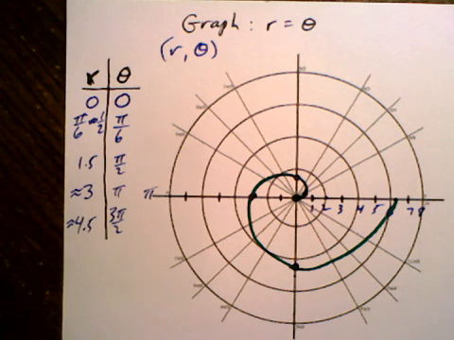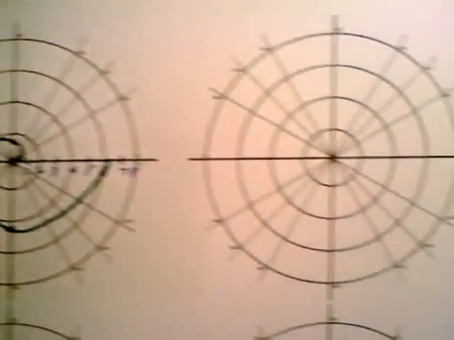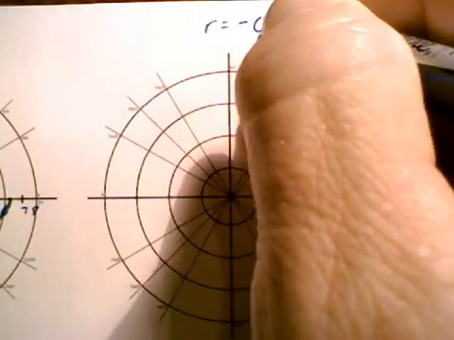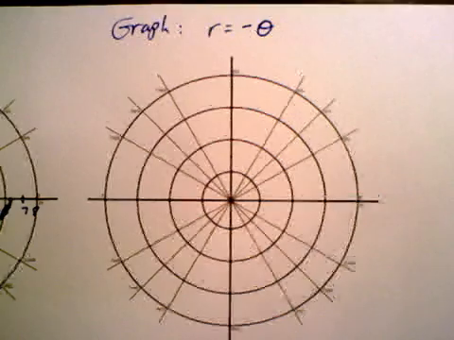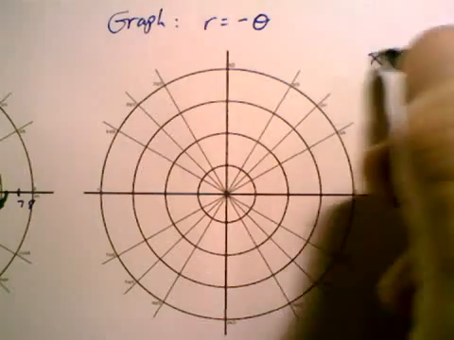Okay? So what I want you to do is, I'm challenging you right now on this graph to the right to graph r equals negative theta. Okay, so that's what I would like you to do right now. Graph r equals negative theta. Okay, pause the video.